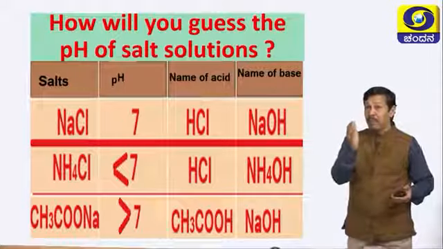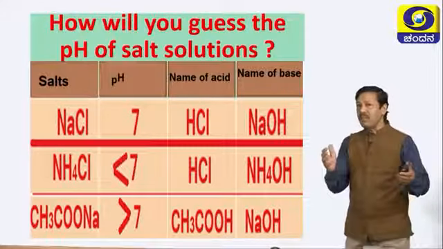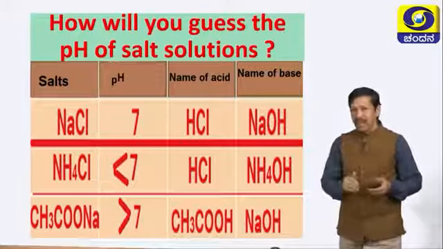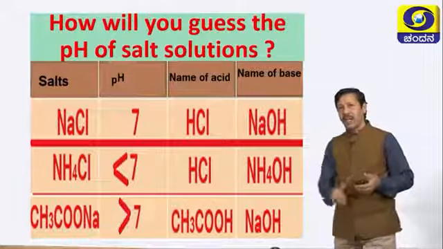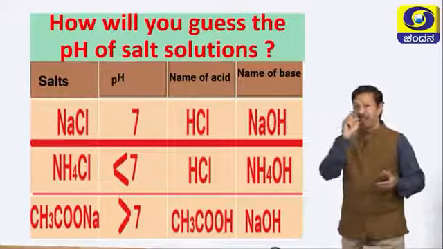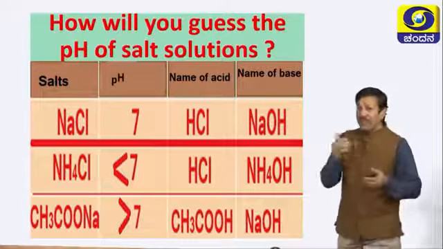Some important hints are there. By using those hints, you are able to solve this question. Now, let us see. The salts are NaCl, ammonium chloride NH4Cl and CH3COONa, sodium acetate. Three salts are given. What is the pH? How to guess it?